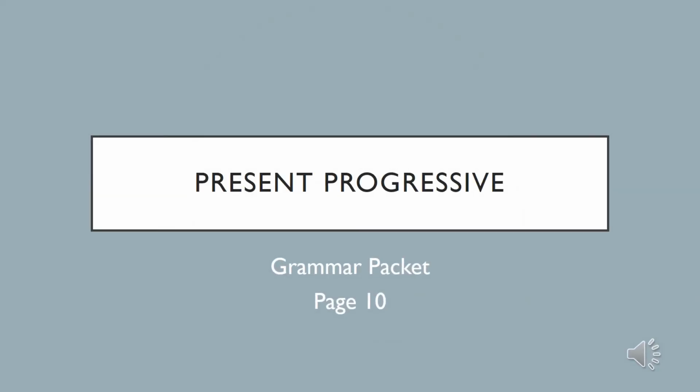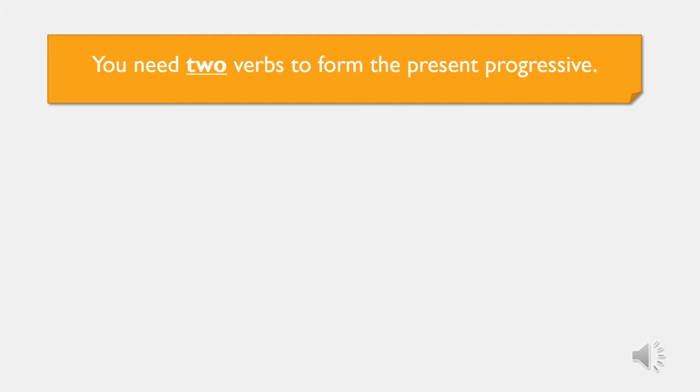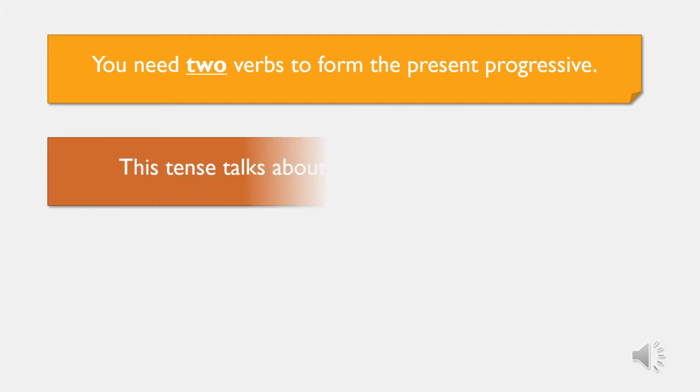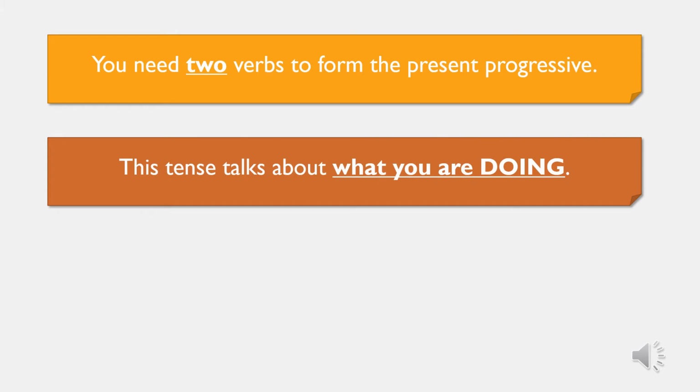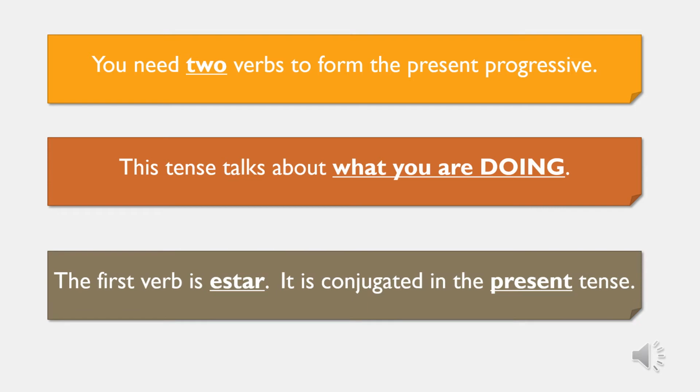So we're going to talk in this part about the present progressive, which goes with the A in place, our action that ends in ando and iendo. Whenever you form the present progressive, you need to have two verbs, always two verbs. And this is going to talk about what you are doing, so it's the ing ending. Our first verb is going to be estar. That's why it's one of our uses of estar. And we're going to conjugate that in the present tense. That's why it's called the present progressive.